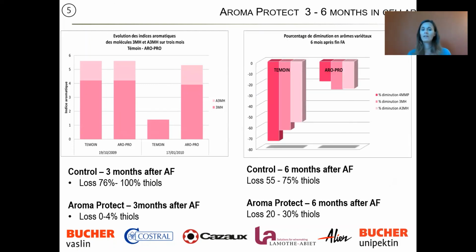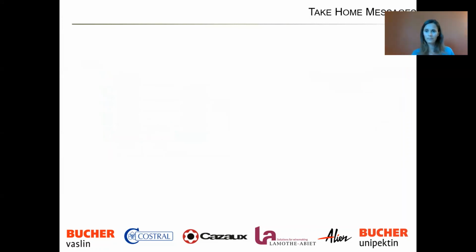Same type of trial, 6 months after fermentation. Here we are looking at how much thiols we lost. So the graph is showing you the reduction in thiols, which you can see the control lost 55 to 75% of its thiols, while the Aromatic lost only 20 to 30% of the thiol in 6 months. So that's a very interesting tool to use as an alternative to sulfur or as a complement of sulfur to really make sure you protect your wine from oxidation.